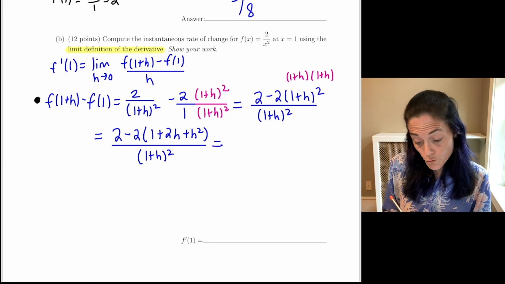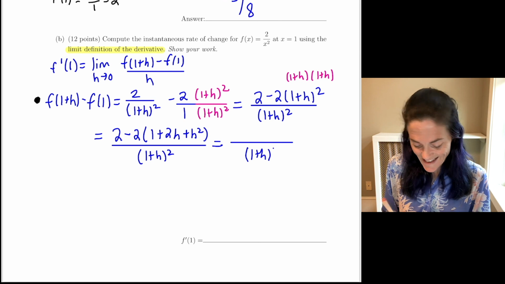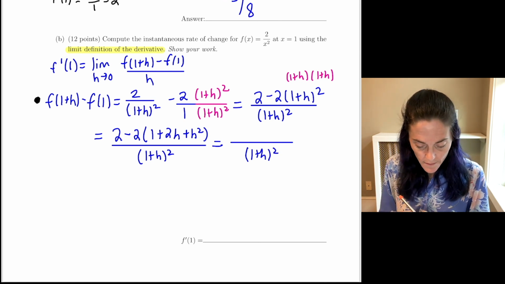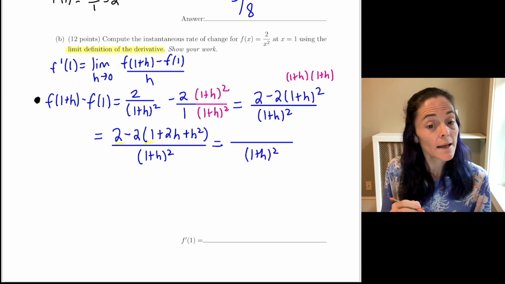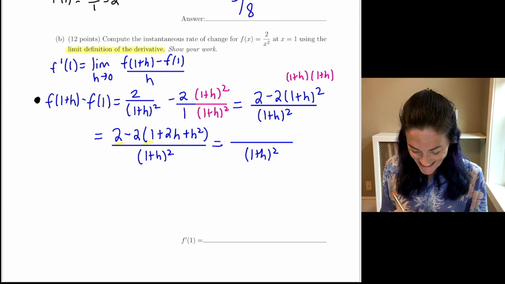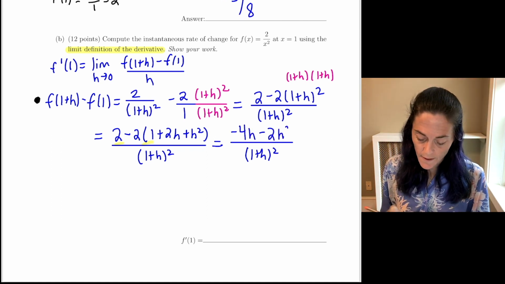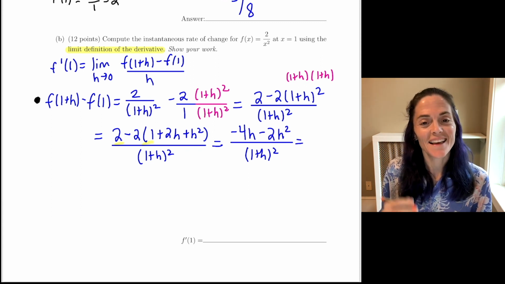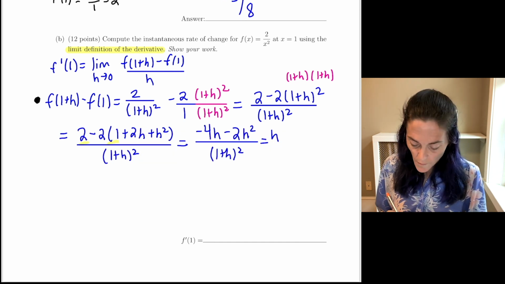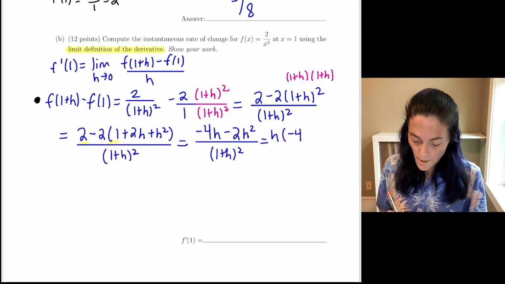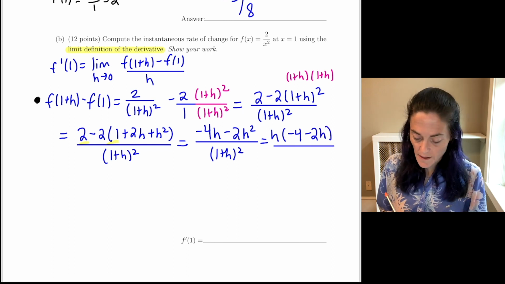Now, recopy my denominator. I'm really just working with this numerator here. We have 2 minus 2, okay, adds to 0. And what I'm left with is minus 4h, and then minus 2h squared, which we see is h times something. Hooray! We have this as h times, well, when we factor out the h, it's minus 4 minus 2h. And then I will just recopy the denominator.